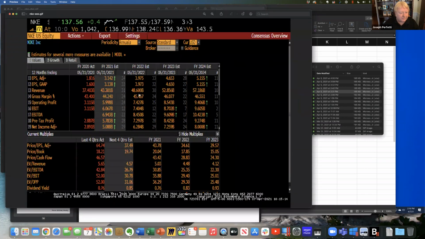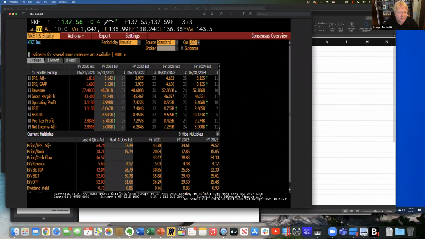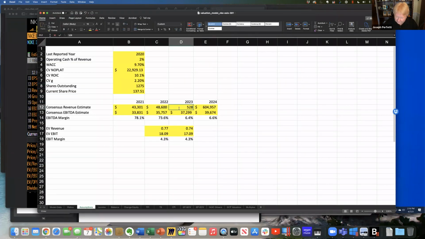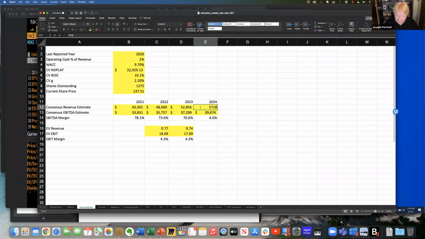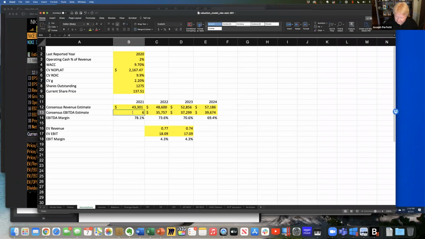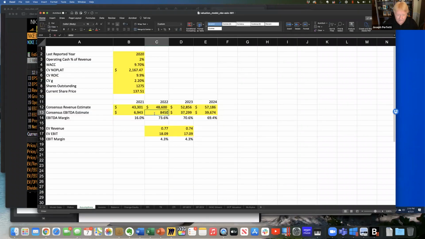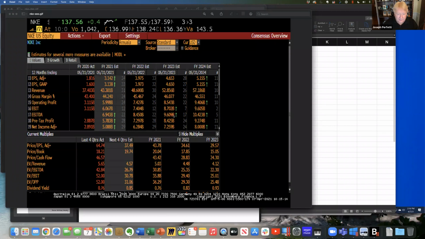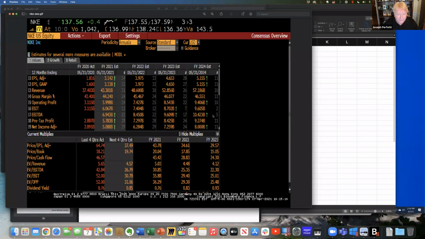What else do we got here? 48,600. For 2023, 52,856. And a 57,186. The EBITDAs for the 4 years are 69.43, 84.50, 96.09, and 104.23.